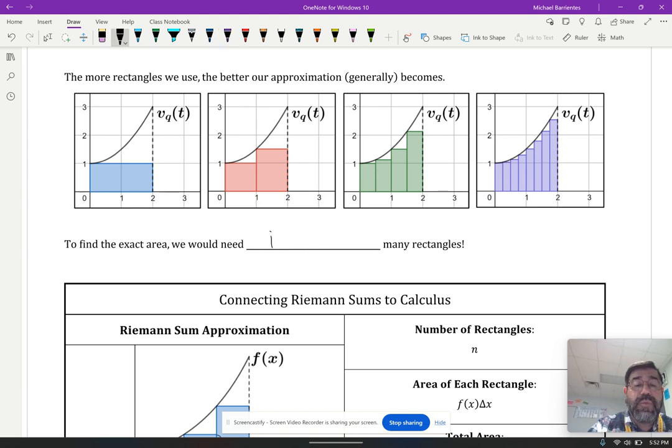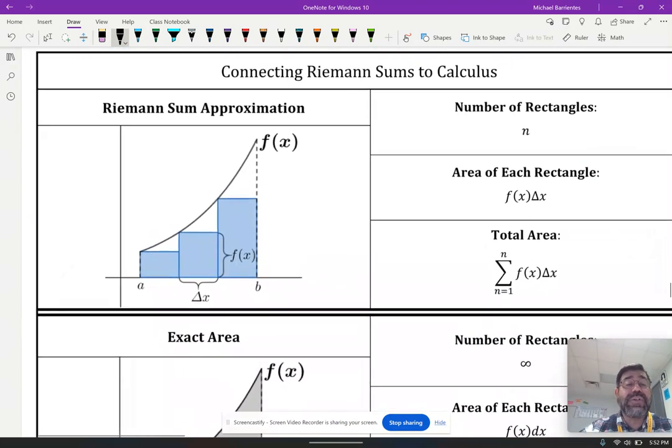Well, we would need infinitely many rectangles. The more rectangles we get, the better the approximation. If we draw an infinite number of rectangles, there are going to be so many rectangles you won't be able to see the little empty spaces there, because there's so many, and it just sweeps across that area that we want. So we want to make sure that you understand what we're talking about here.